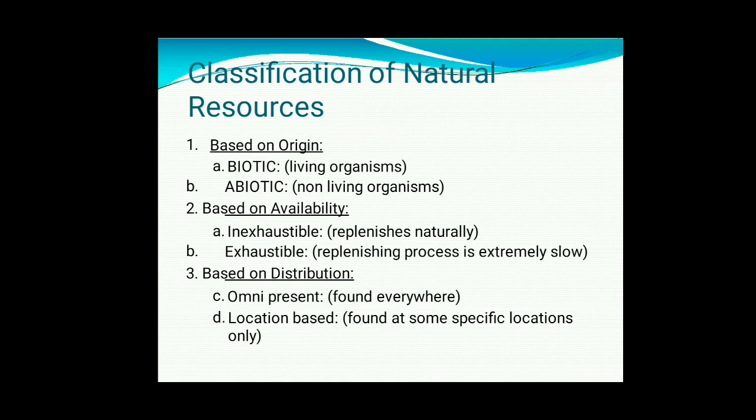On the basis of distribution, they are divided into two, omnipresent or location based. Omnipresent are those natural resources that can be found everywhere, such as sunlight and air. When this is so, the resource is known as existing or being everywhere. Location based resources are those found at some specific locations only. For example, radiation and geothermal energy.